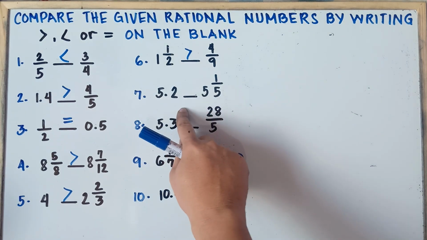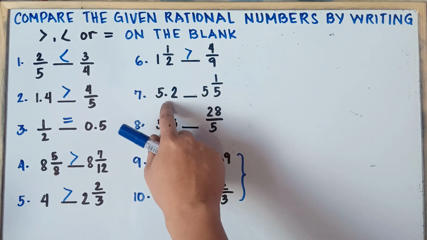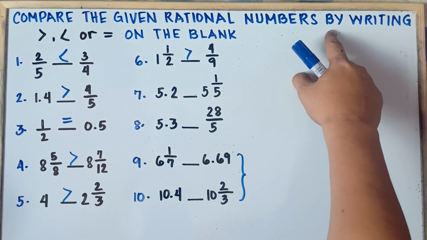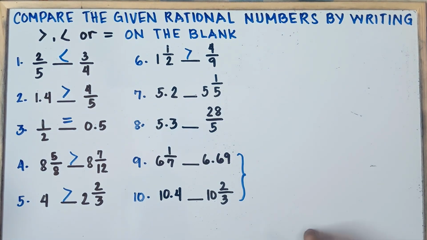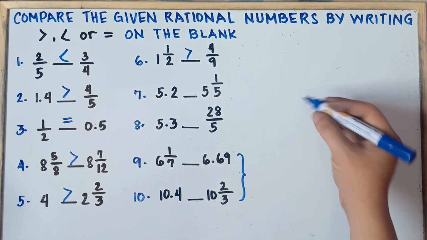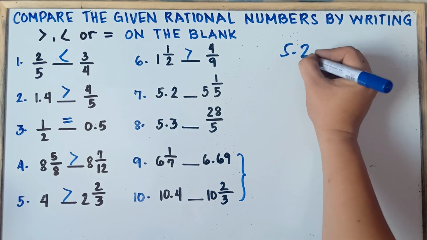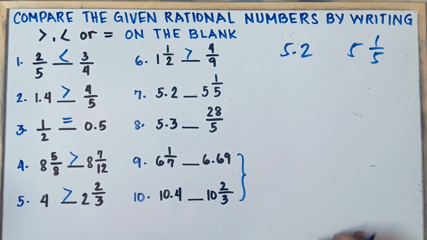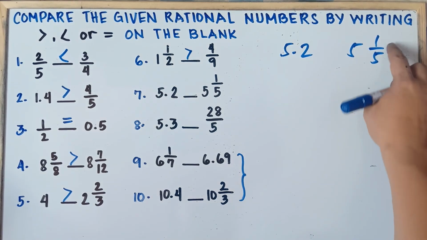So 5.2, we can convert this decimal into fraction or this fraction into decimal. So which do you prefer, class? It's up to you, class. So let's just convert this one, fraction into decimal. So we have given 5.2 and then 5 and 1/5. So let's divide this one to make this one into decimal.